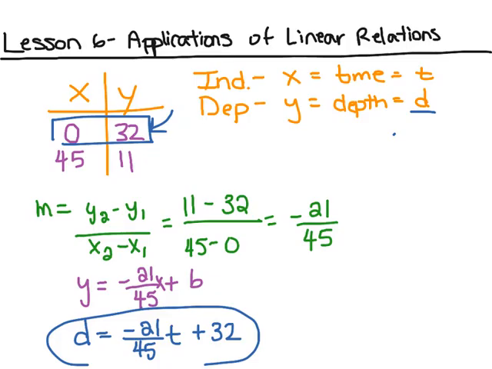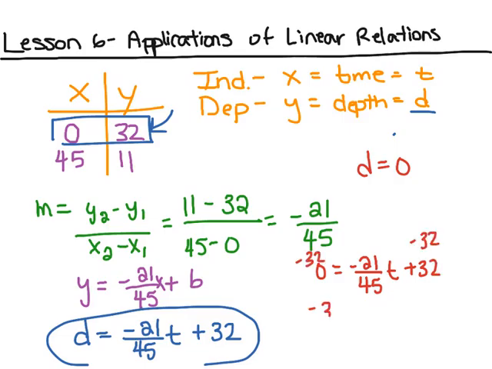So we want to figure out when the pool is empty. That means we're looking for d to be equal to 0, so we're going to plug that in. So 0 is equal to negative 21 over 45 t plus 32. We're going to subtract 32 from both sides, so you have negative 32 is equal to negative 21 over 45 t. We want to multiply both sides by 45 to get rid of the 45 in the denominator. So we have negative 1,440 is equal to negative 21t.